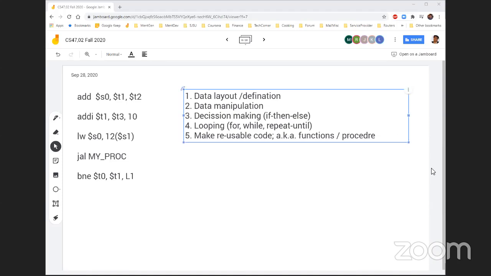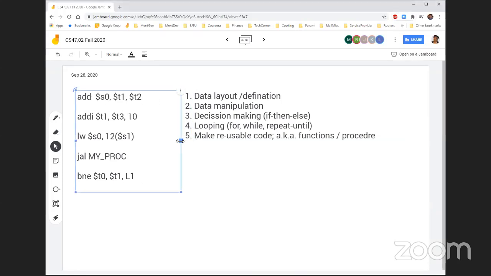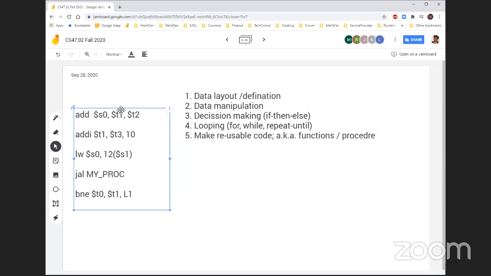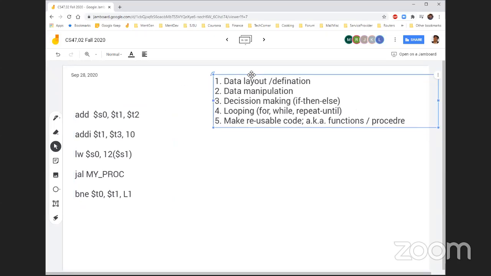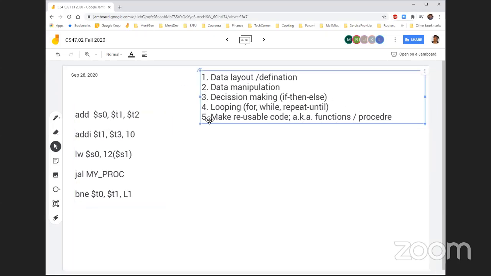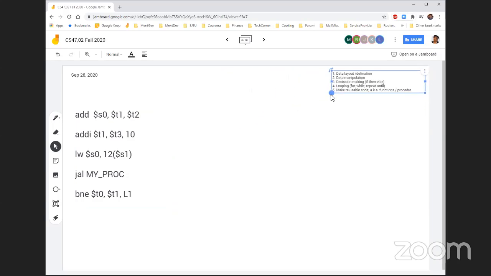All right, so let's do one thing. Look at this set of instructions. I have five instructions. Spend five minutes thinking: what are the addressing modes involved in this list? What are the addressing modes?